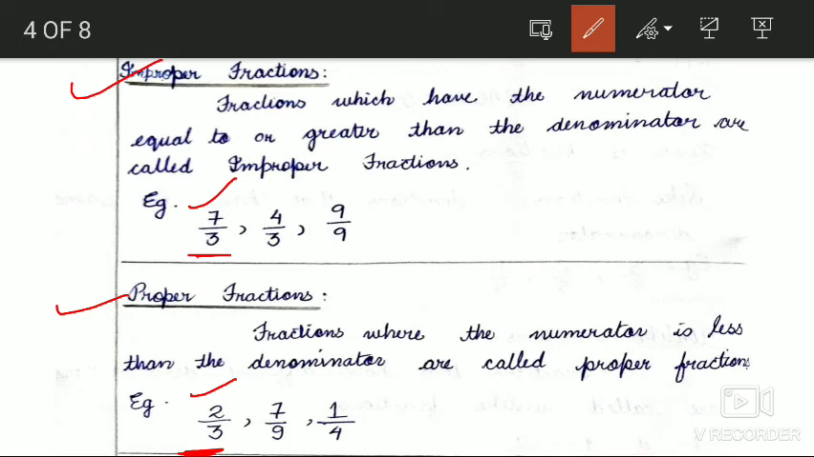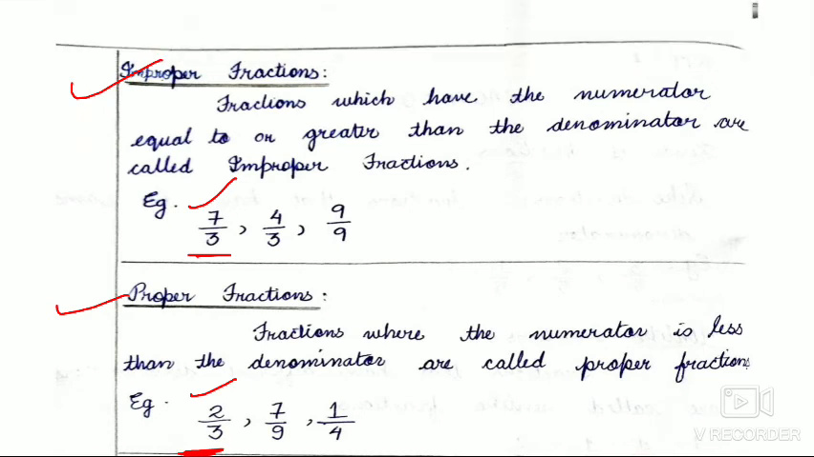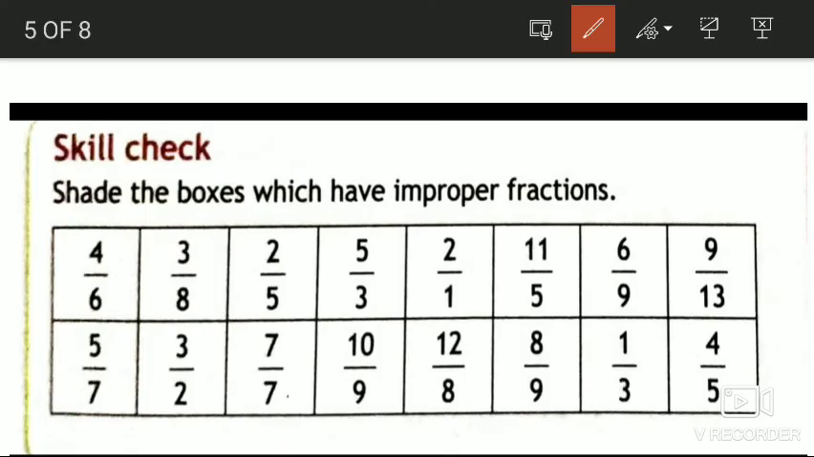Example, we have 2 by 3, 7 by 9, and 1 by 4. You have to copy this in your notebook. Skill check from your textbook. You do not need to copy this in your notebook.